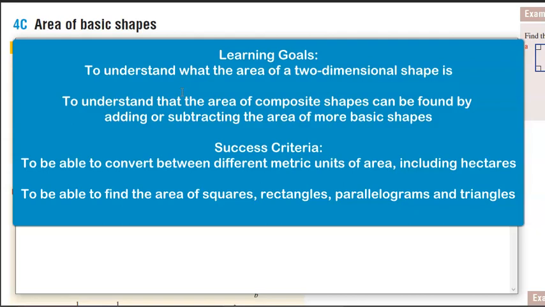The success criteria for this lesson is to be able to convert between different metric units of area, and to be able to find the area of basic shapes such as squares, rectangles, parallelograms, and triangles.